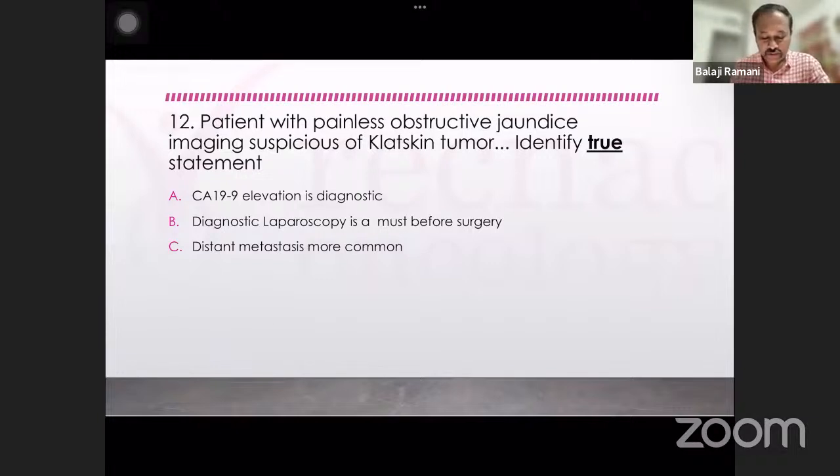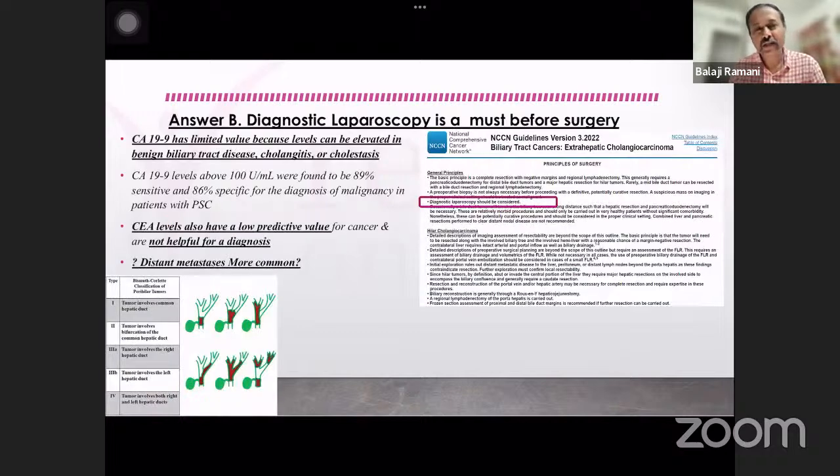Right. Now, patient with a painless obstructive jaundice, imaging suspicious of a Klatskin tumor, identify the true statement. CA19-9 elevation is diagnostic. Diagnostic laparoscopy is a must before surgery. Distant metastases are more common. So in this, what we have to remember is CA19-9 has got a limited role. Though it is important when the levels are very high, we can think about it.